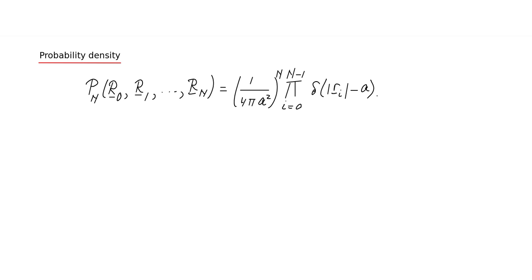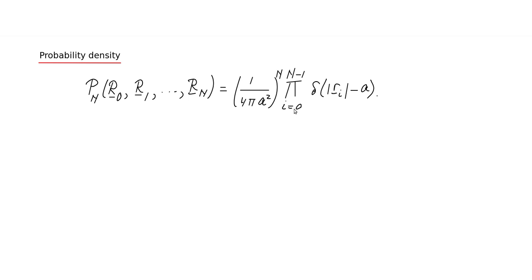Now we consider the full probability distribution for the entire chain, and that probability distribution is the probability density that we find the zeroth beat, beat number 0 at R0, beat number 1 at R1, and so on up to beat number n at position Rn. Now, what is that for the freely jointed chain?